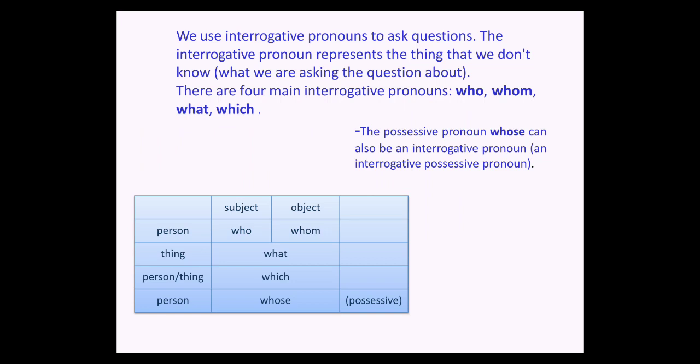So who we can use for persons and at the place of the subject, whom at the place of the object, what we can use for things, which also we can use for things and for person, and whose also we can use for person in order to show possessive.